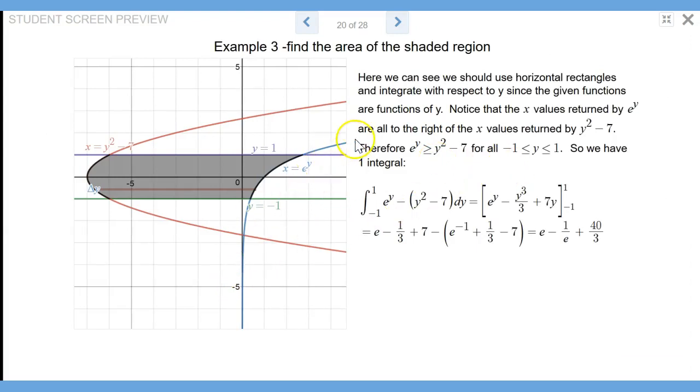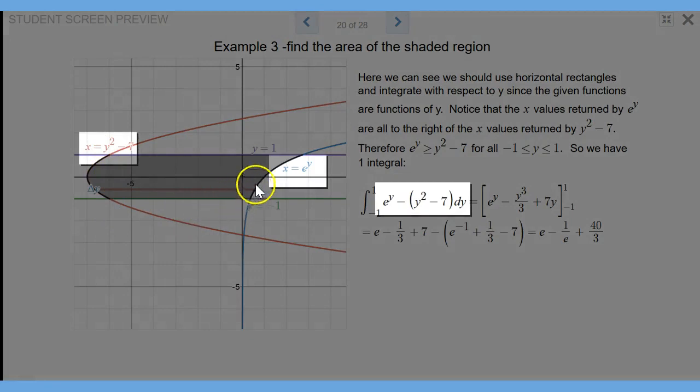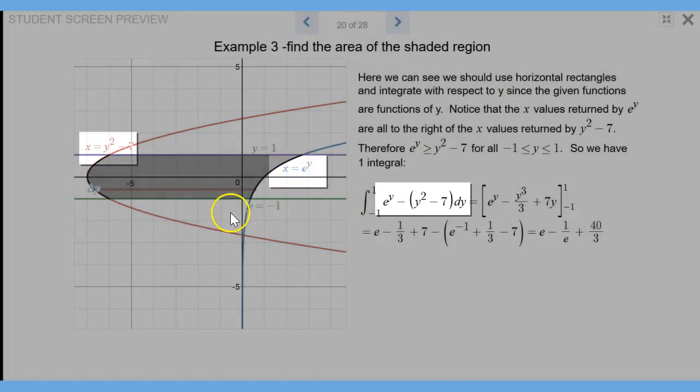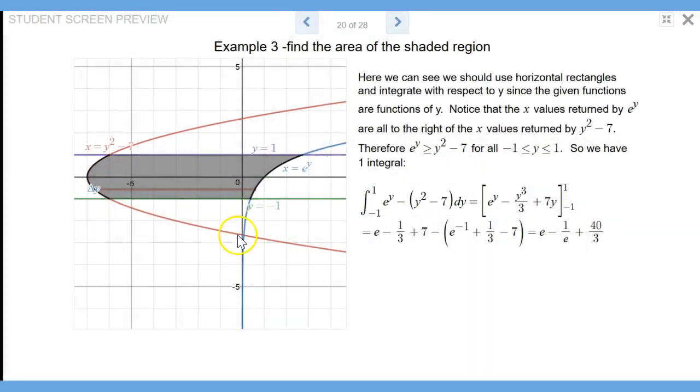So again, when you have a graph that's to the right of the other graph completely on your y interval, you want to subtract the smaller function's values from the larger function values. So I would have the integral from -1 to 1 of e to the y, because that's the rightmost function, minus y squared minus 7, because that's the leftmost function.